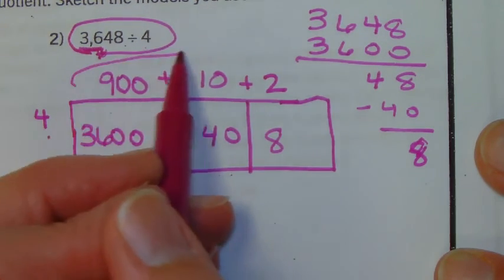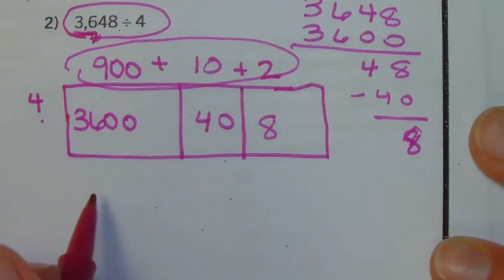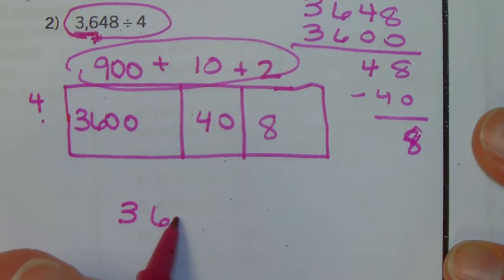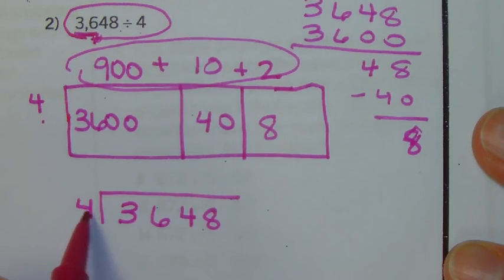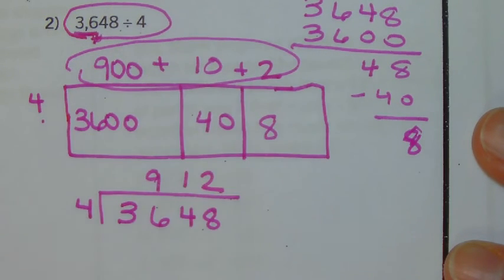What do you call the answer to a division problem? The quotient. Okay, so now what we have is 3,648 divided by 4 equals 912.